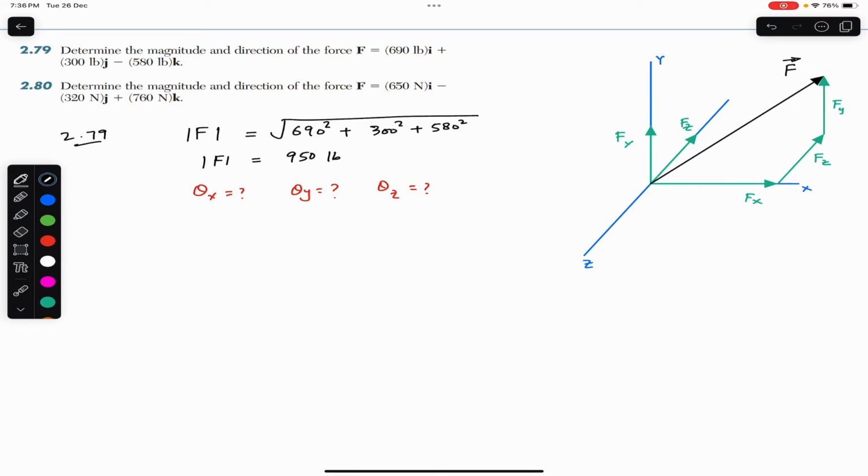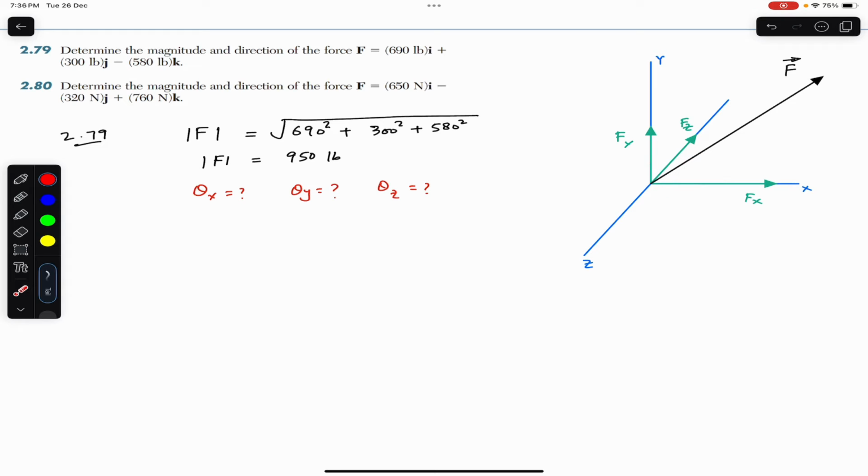Now I will erase these components. We got this f of x. Now this F is making angle theta x with the positive x. It is making theta y with the positive y, and it is making theta z with the positive z. So now from this we can observe that theta x must be less than 90, theta y must be less than 90, and theta z must be greater than 90.